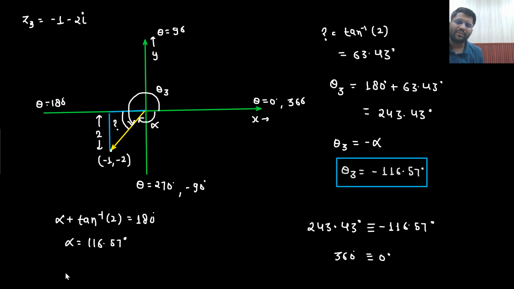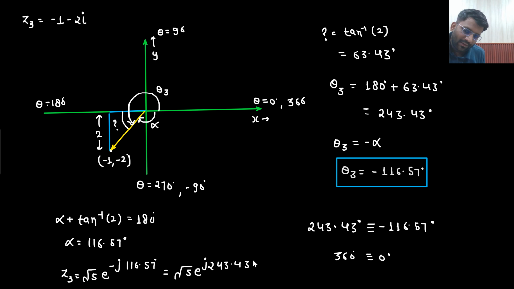So here, how would I represent Z3? Z3 has a magnitude of under root 5 only, and the angle I will write down in the negative direction. I can write down the positive angle as well. This is also a possible answer. This answer is also correct.